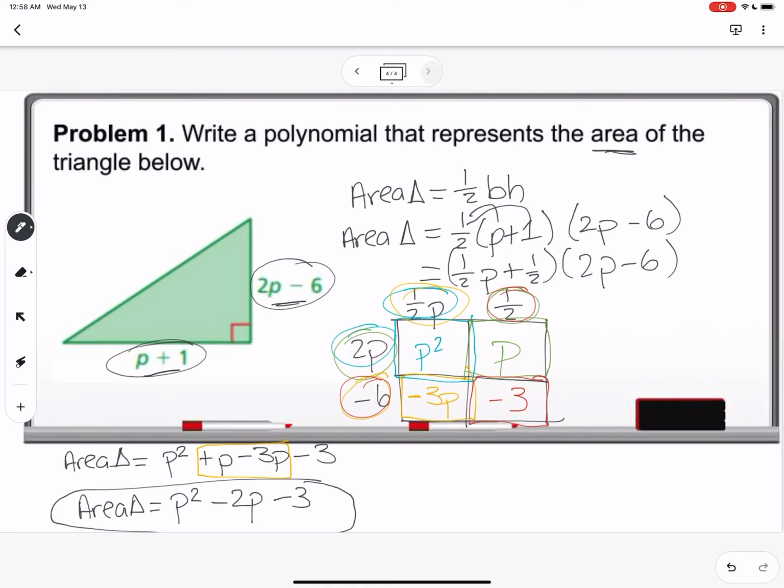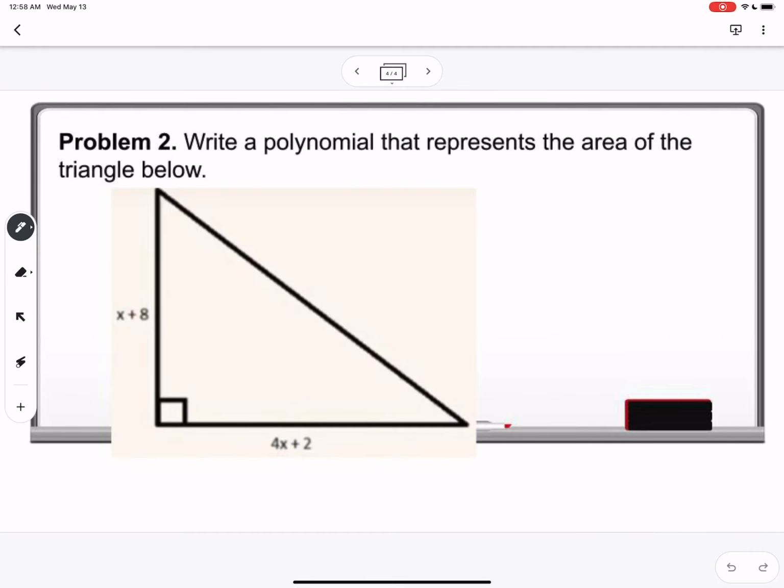Here's the answer. Here goes your problem 2 for the day. You know what to do. Take a screenshot, jot it down, solve it, and write your answer and assignment for the day.